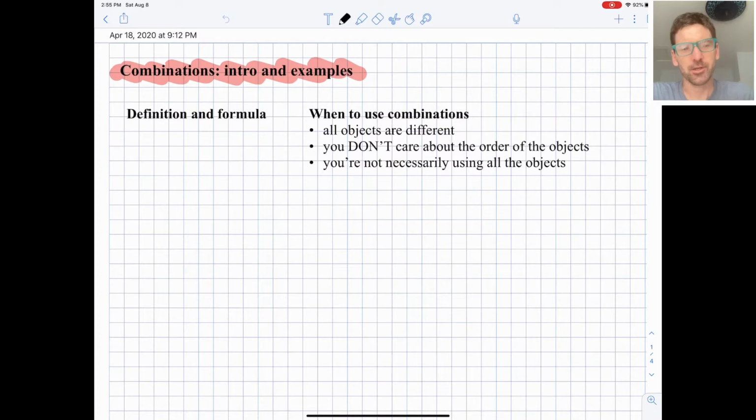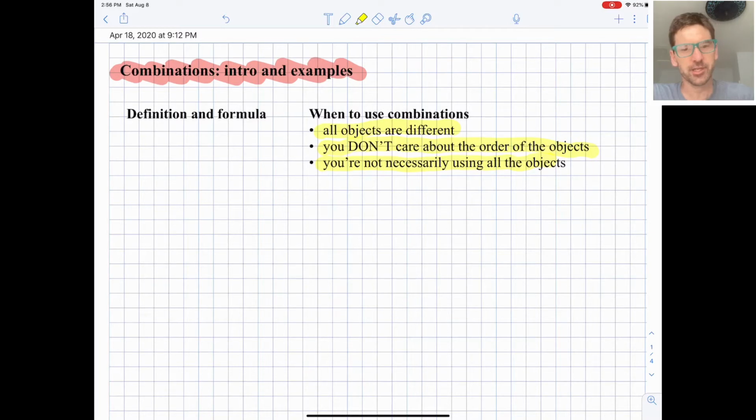Okay, so you're going to use combinations when all objects are different and you don't care about the order of the objects. So it's not like when you're lining things up against the wall or you're arranging paintings on the wall or something. You're finding groups here where the order doesn't matter. So if you have a group of Alice, Bill, and Charlie, that's the same as having a group of Bill, Charlie, and Alice. So that would count as just one combination. And just like with permutations, you're not necessarily using all the objects.